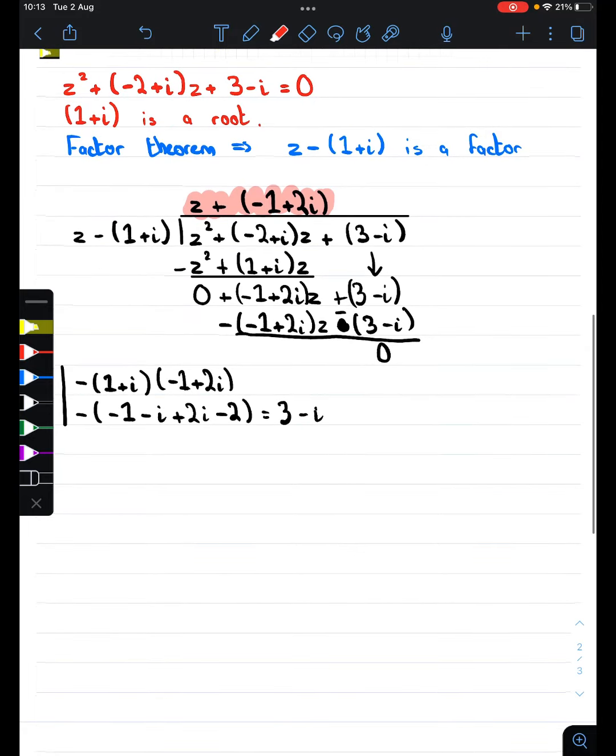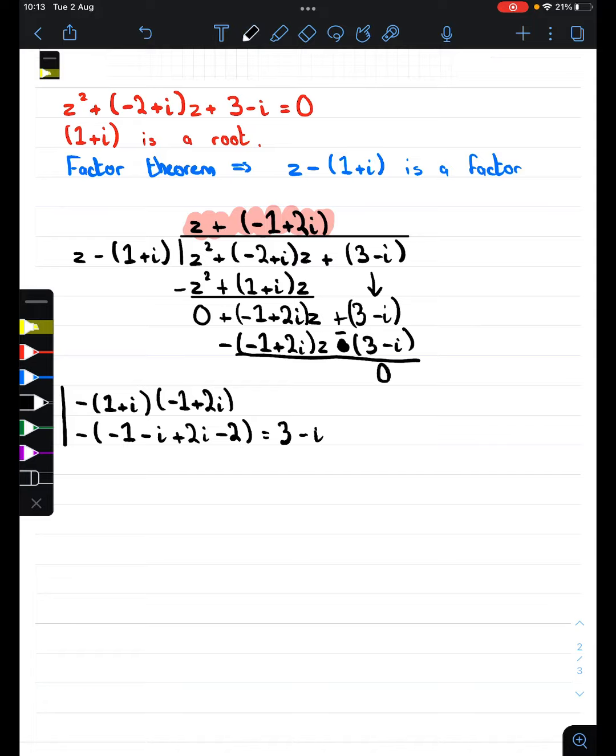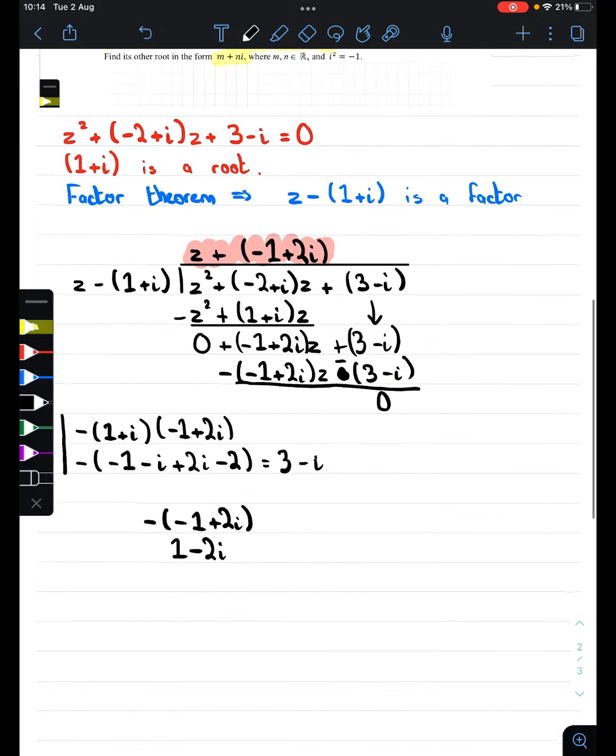And if z plus (minus 1 plus 2i) is a factor, then minus 1 plus 2i is a root. That's just the factor theorem. So then the root is just 1 minus 2i. And that's our other root.